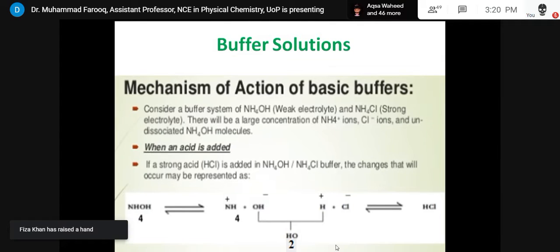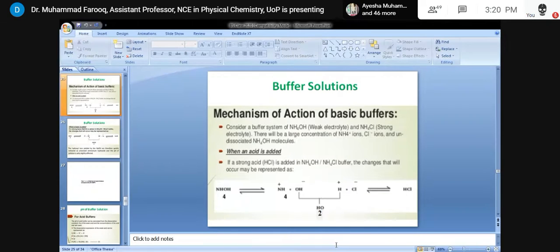When we have the basic buffer solution, upon addition of acids, what happened?